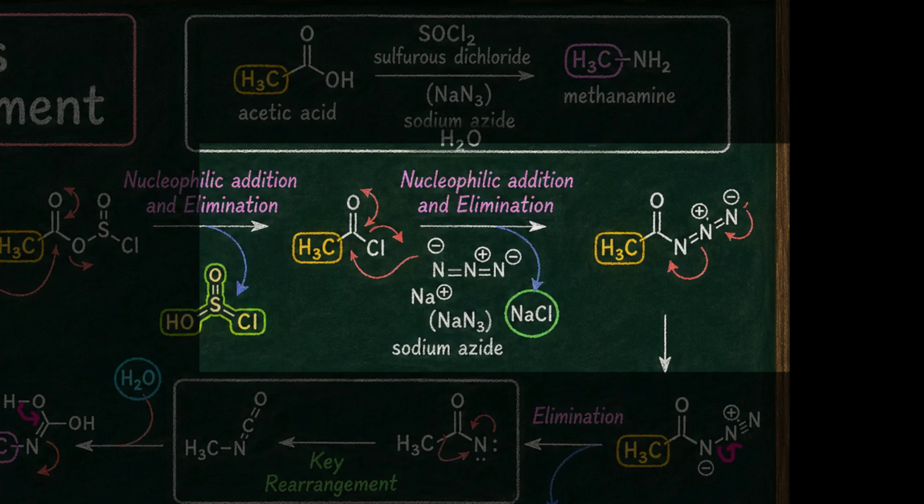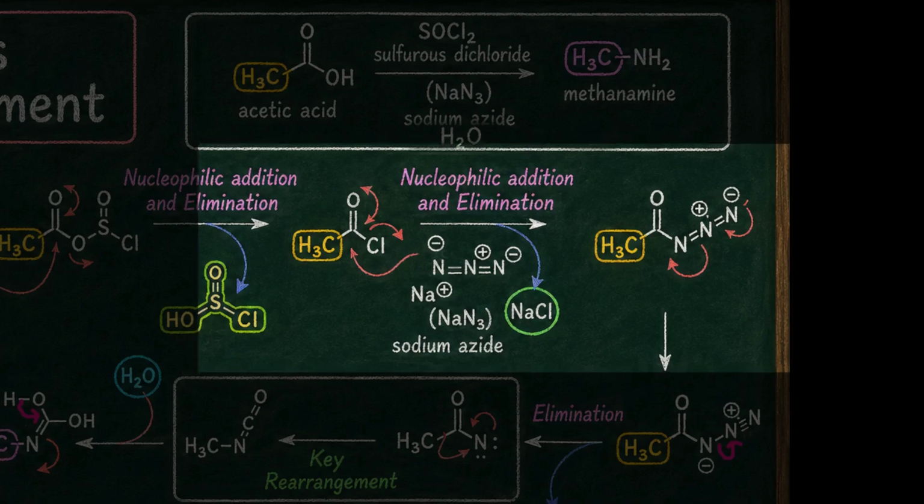Final product of step 2. So finally, we get the acyl azide, RCON3, as the key intermediate, and NaCl is formed as a byproduct. This step is a classic nucleophilic acyl substitution. Azide replaces chloride to form the acyl azide, which is essential for the rearrangement step.